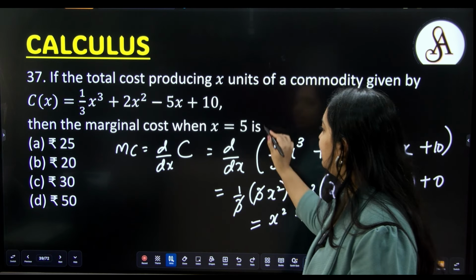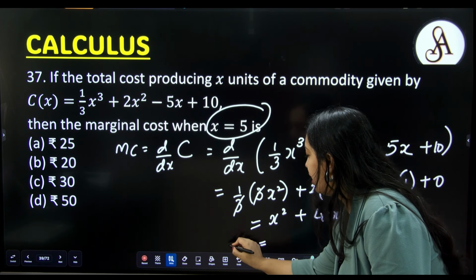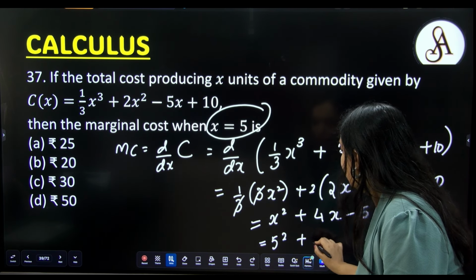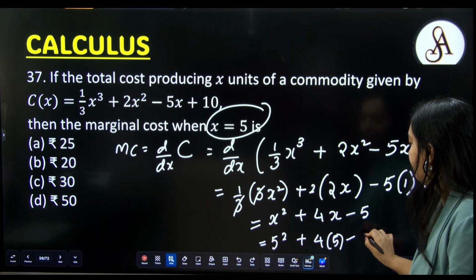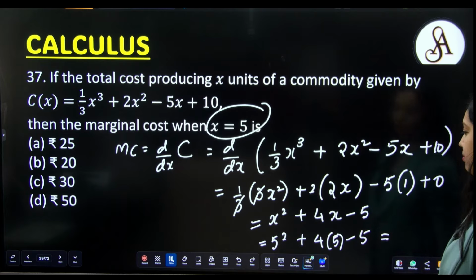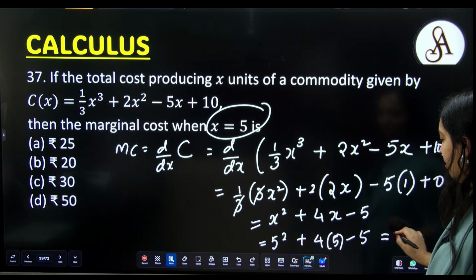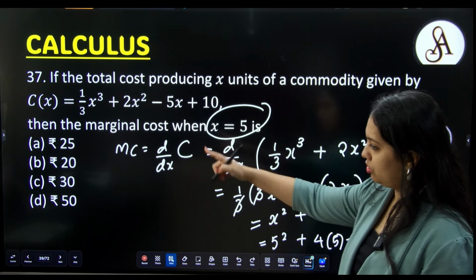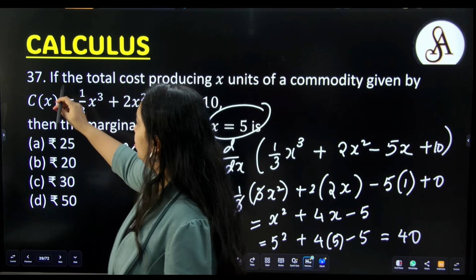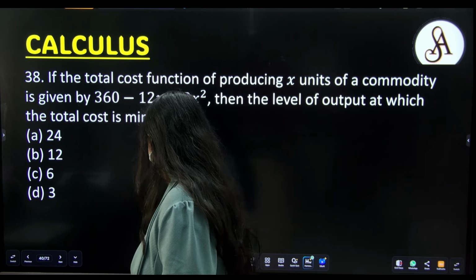Once I get this answer, replace x value as 5 now. If I take x value as 5, 5 square plus 4 5s are 20 minus 5. 25 plus 20 minus 5. I am getting the value as 25 plus 20, 45 minus 5, 40. That's not there in the options. So, this is a wrong question basically, where there are no options. Next.